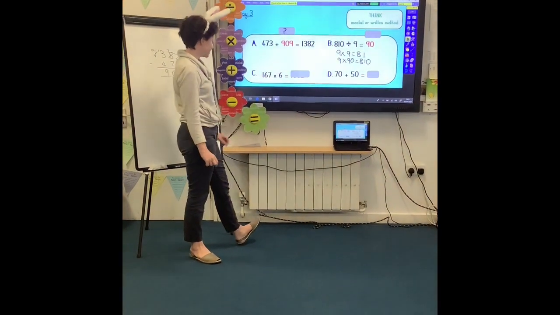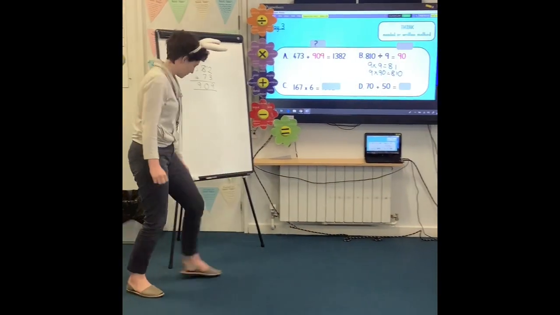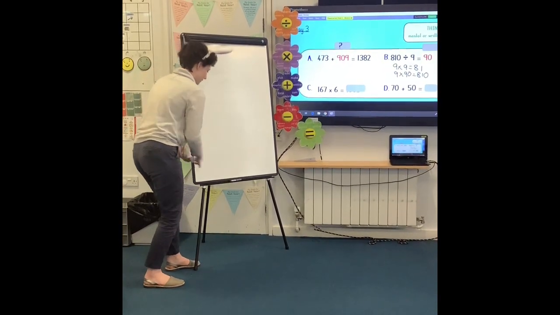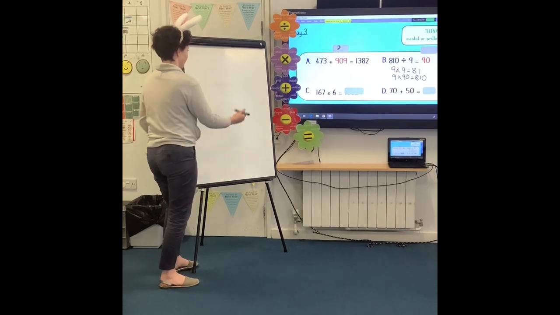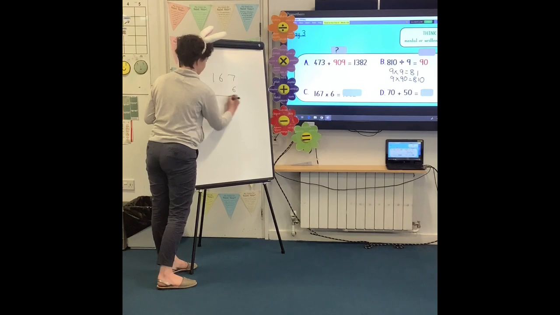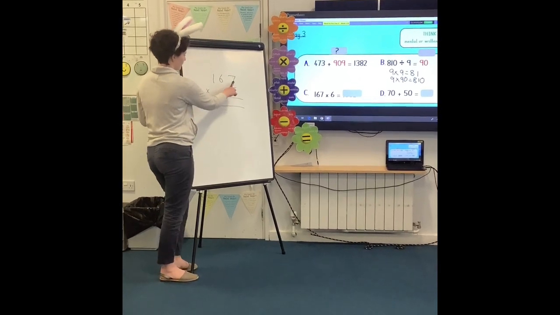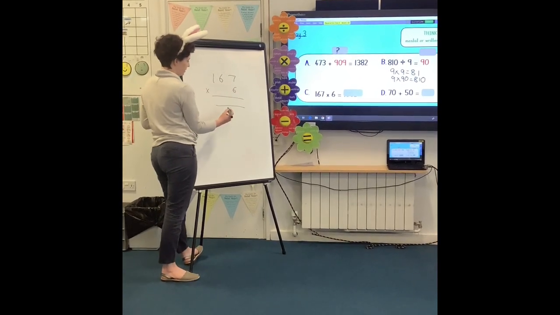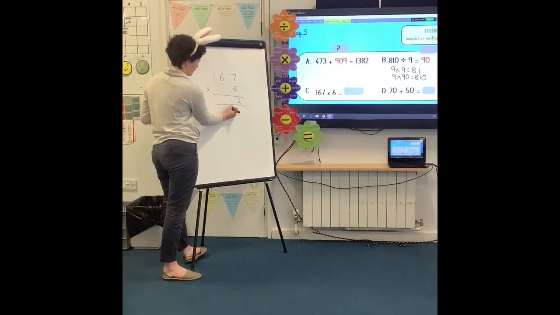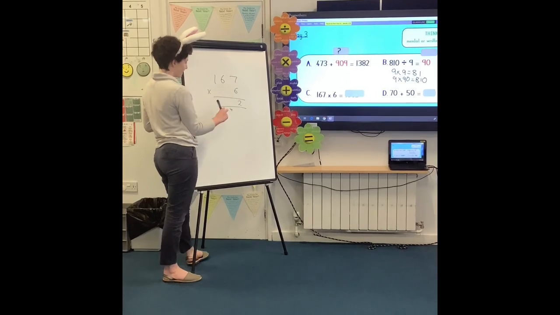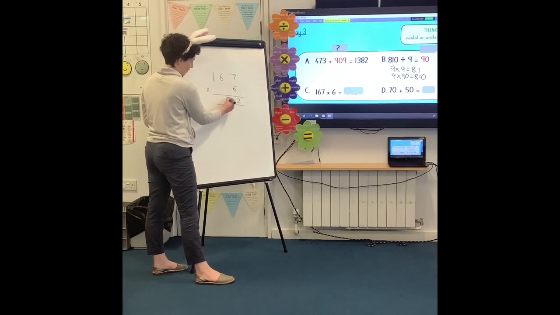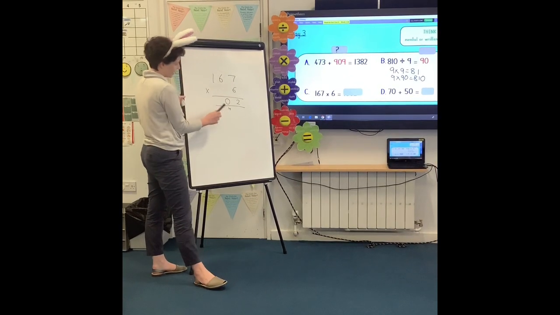C, then we've got 167 times 6. Again, that is a question I would use a written method for. So let's have a go at that. 167 times 6. So 7 ones times 6 is 42 ones. So I'm going to regroup 40 of those for 4 tens. 6 tens times 6 is 36 tens. Add 4 is 40 tens. So I'm going to regroup all those 40 tens for 400s.